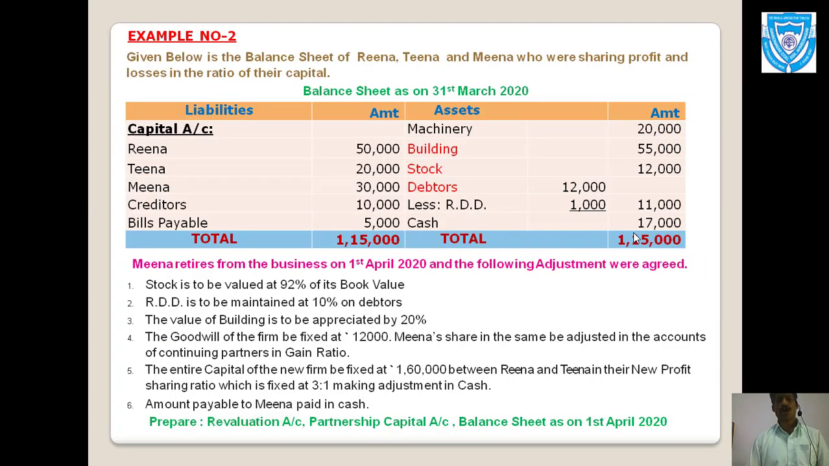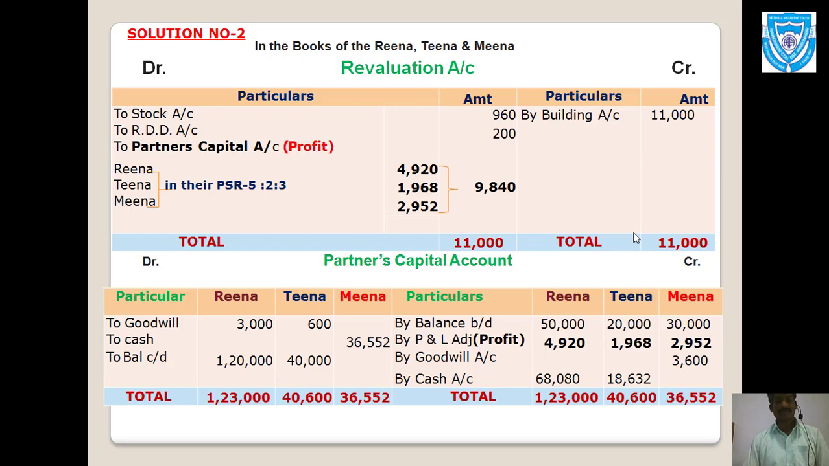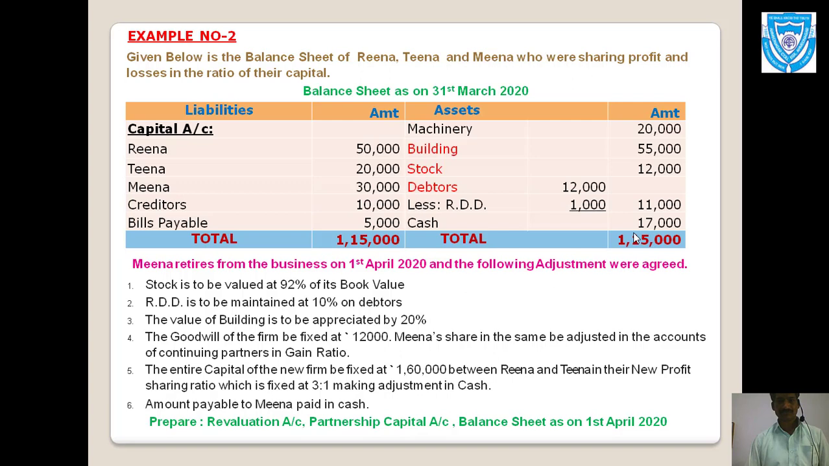After that, stock. There is again an adjustment of stock. Stock is to be valued at 92% of its book value. So that means stock is to be reduced by 8% and only 92% should be shown. So it will be debited due to decrease in value of asset. It is actually a loss. So to stock account 960.